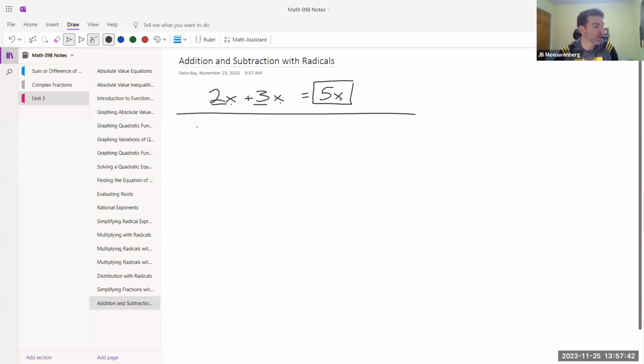2 radical 5 plus 3 radical 5 is equal to 5 radical 5. Again, it's the radical that's acting as the x in this case. And we're adding the coefficients. 2 plus 3 is 5. And the radicand stays the same.